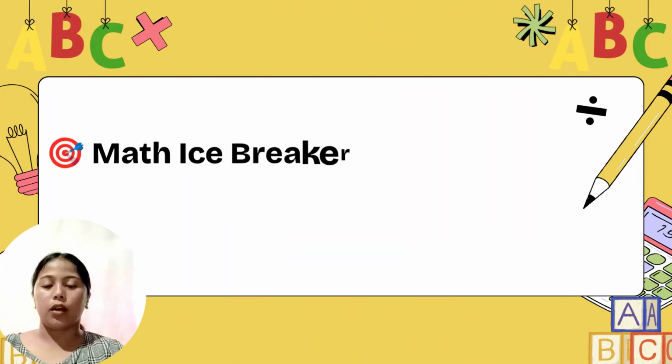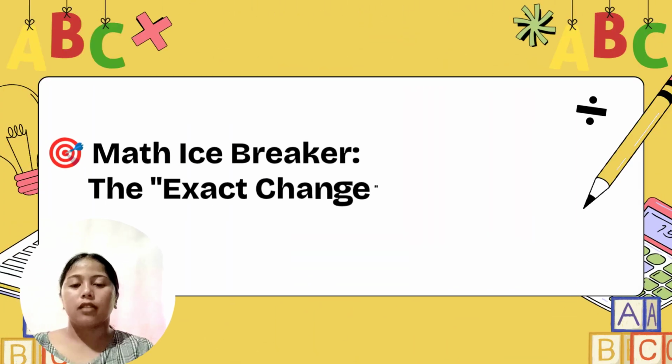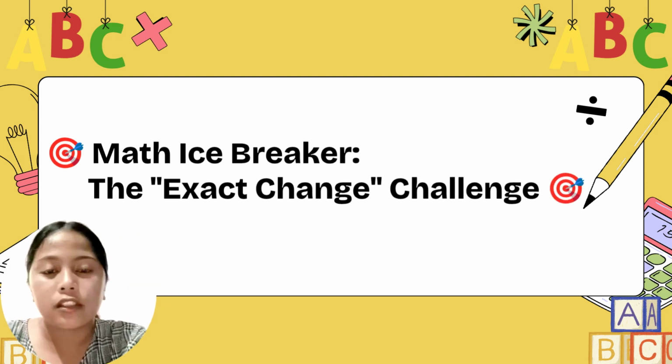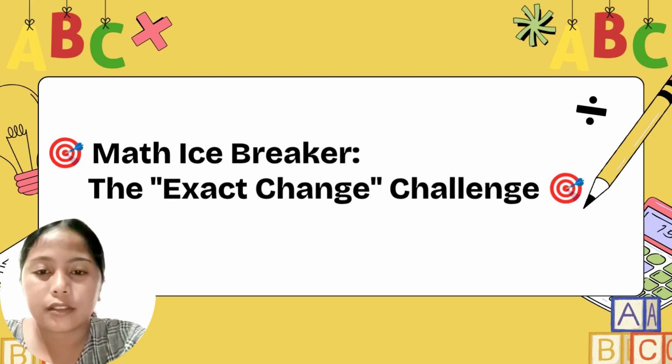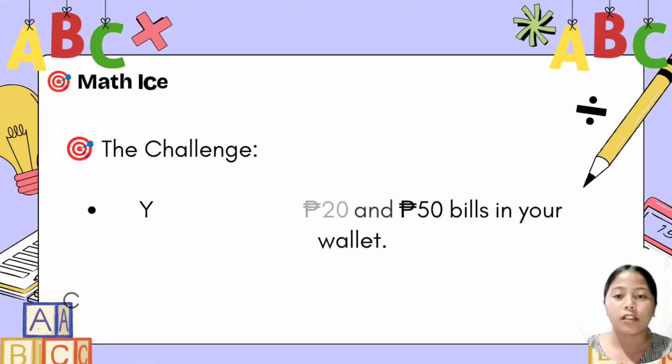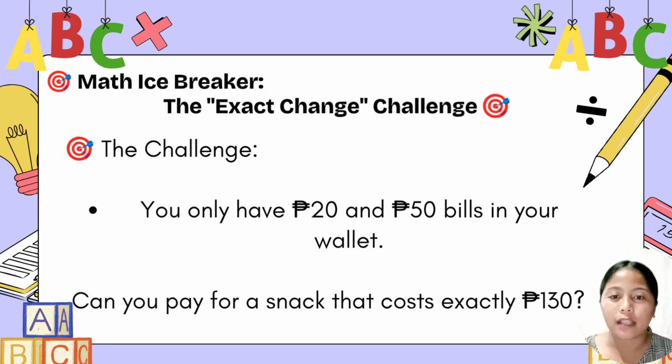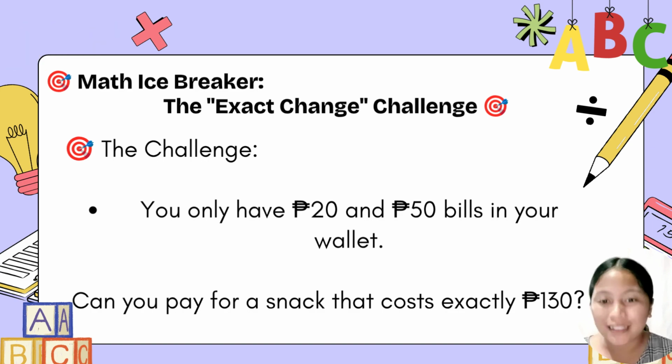Before we proceed to our topic, we must first have the math icebreaker, the exact exchange challenge. So this is our challenge. If you only have 20 peso and 50 peso bills in your wallet, can you pay for a snack that costs exactly 130 pesos? I give you 5 minutes to analyze what our challenge is.